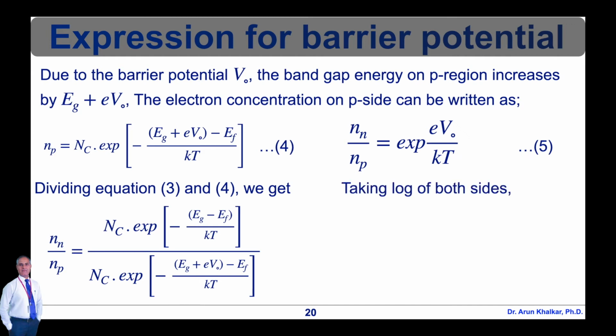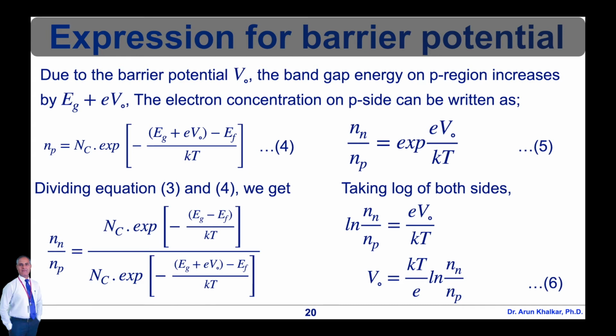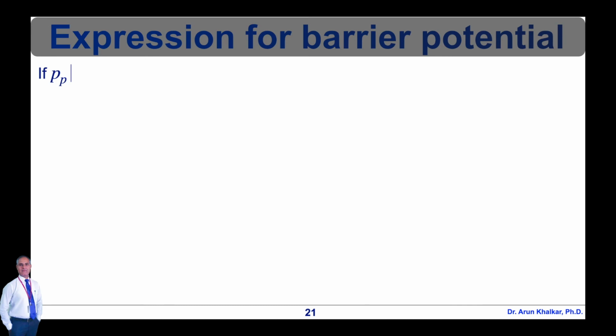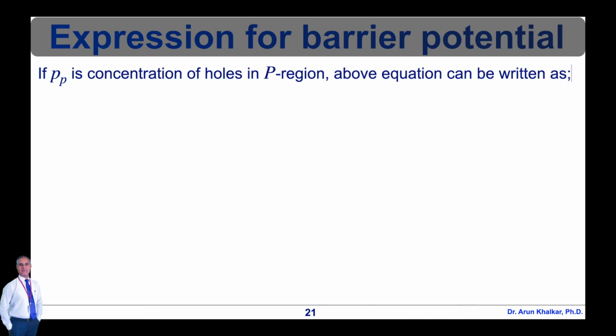Taking logarithm on both sides, we can write ln of Nn upon Np is equal to eV naught upon kT. Therefore, V naught is equal to kT upon e ln of Nn upon Np. Let's say this is equation number 6. If capital P subscript P is the concentration of holes in the P region, the above equation can be written as capital V naught is equal to kT upon e ln of Nn into Pp divided by Np Pp. Let's say this is equation number 7.